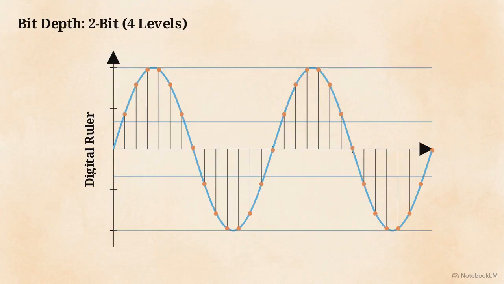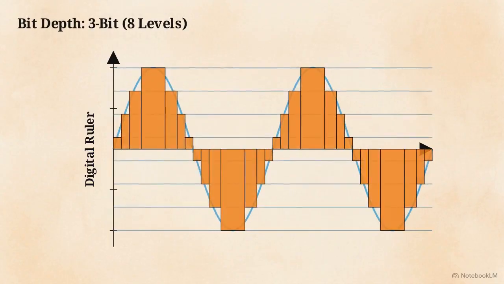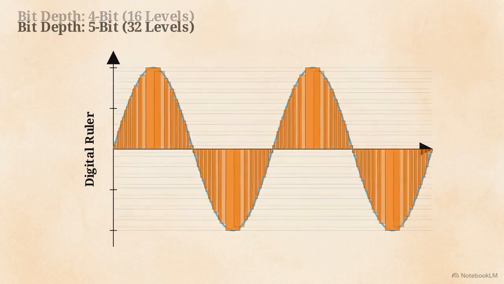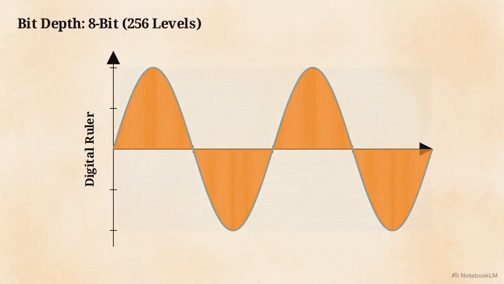If the ruler has very few markings, the computer is forced to guess. When the actual sound wave hits between two lines, the computer rounds the measurement to the nearest one, creating a staircase with massive, chunky, jagged steps. Standard high-quality audio uses 16 bits. Because every extra bit doubles the number of available options, we end up with a ruler that has over 65,000 microscopic markings. With that many choices, the staircase steps shrink down so small they trace the original curve almost perfectly.